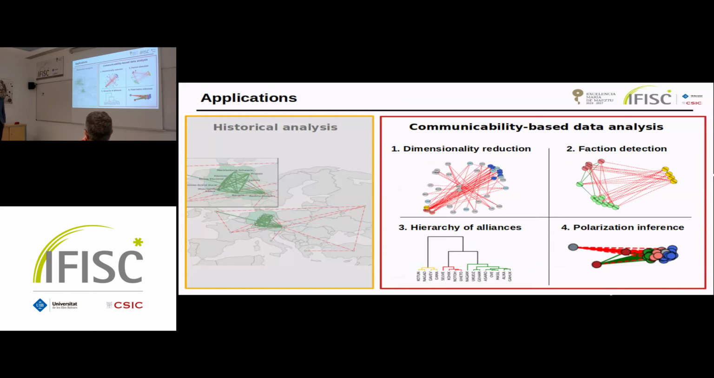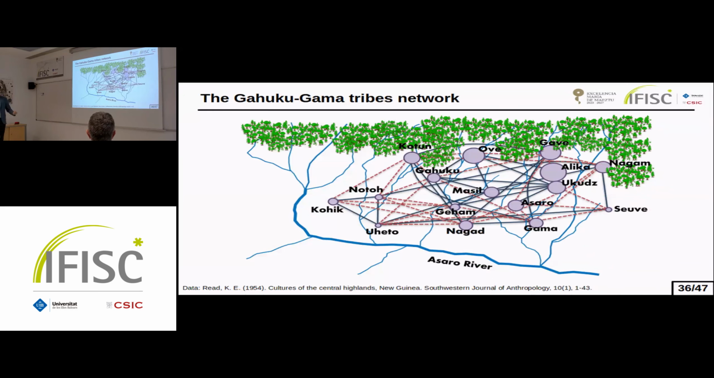Now, let's explore how we can apply the communicability angle to analyze sign networks in a consistent way, and we will look at dimensionality reduction, faction detection, hierarchies of alliances, and inference of polarization. The dataset that I will use is this Gahuku-Gama dataset from tribes in the island of New Guinea. And this is a very interesting dataset, mainly because the hostilities and alliances are always the same. They reignite every year, every dry season, and are very stable over time.